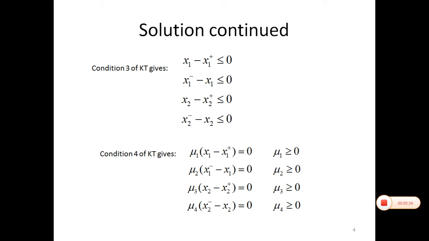Condition 4 is actually the complementary slackness condition, which is defined by the product of a scaling variable mu1 and the inequality constraint function g1. So this will be mu1 (x1 minus x1 plus) equals 0, and here we have to take mu1 greater than or equal to 0, and mu2 (x1 minus x1 minus) equals 0. The third is mu3 (x2 minus x2 plus) equals 0, and mu4 (x2 minus x2 minus) equals 0.